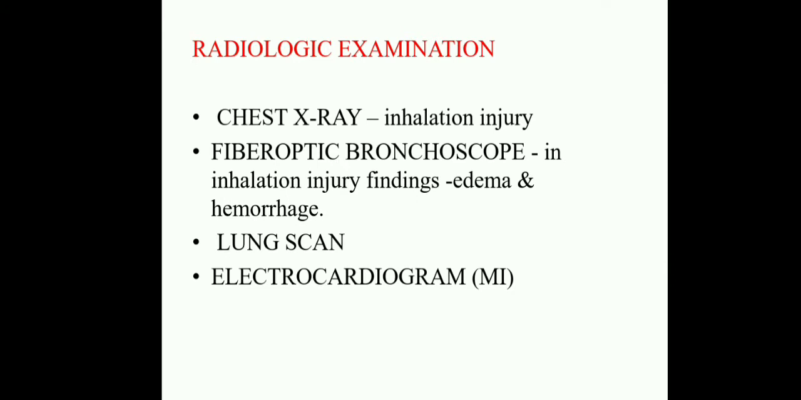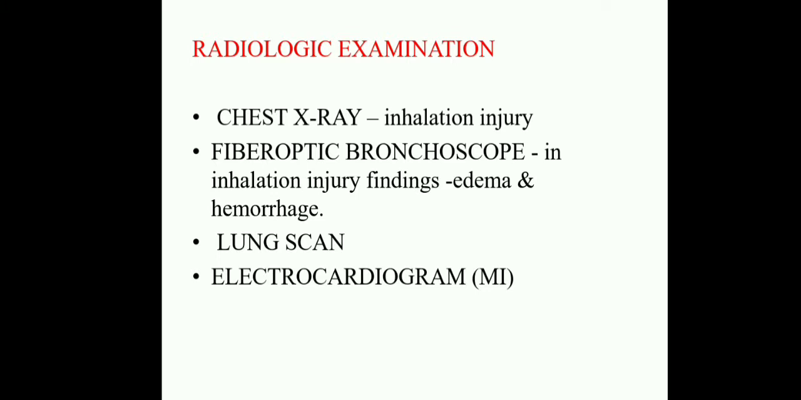Okay, next is radiological examination, that is chest X-ray, for inflammation and inhalation injuries. We will see some changes in the chest X-ray, lungs, and fibrotic bronchoscopy. Here, in inhalation injury the findings are edema and hemorrhage in the lungs. So we should rule this out in those children with bronchoscopy.